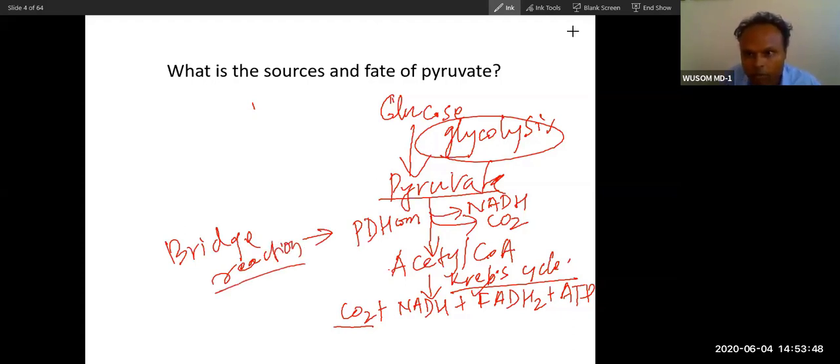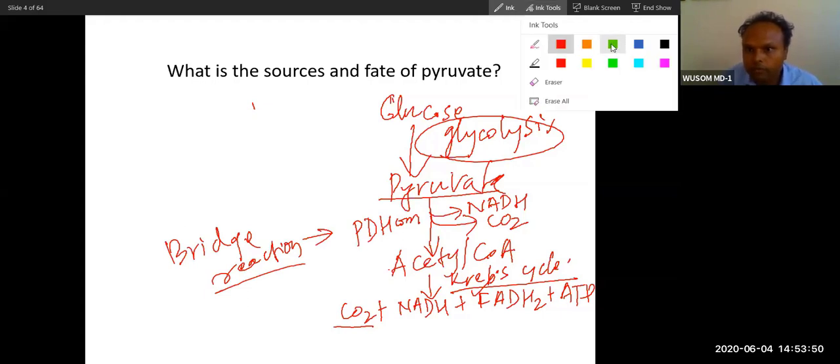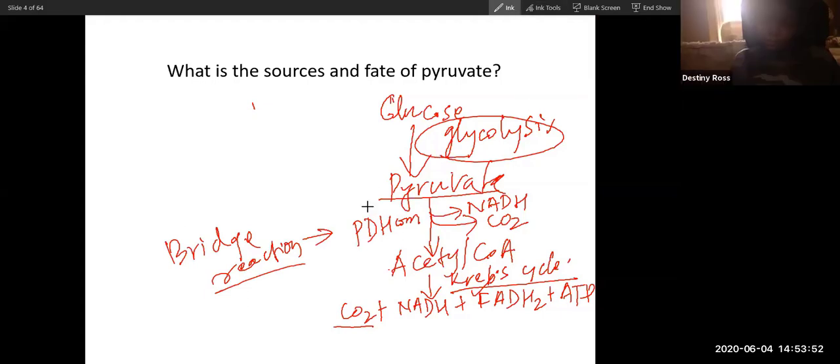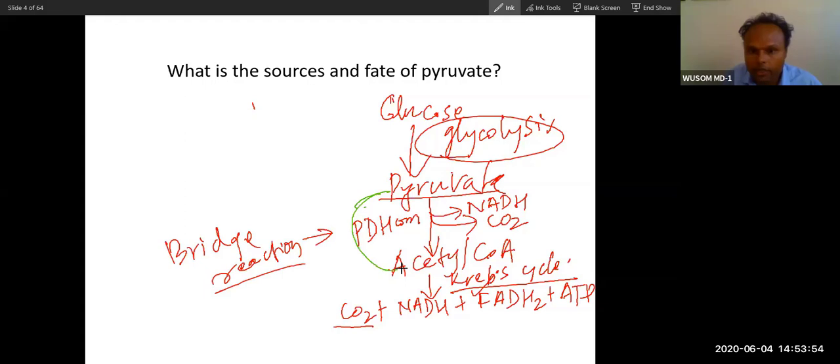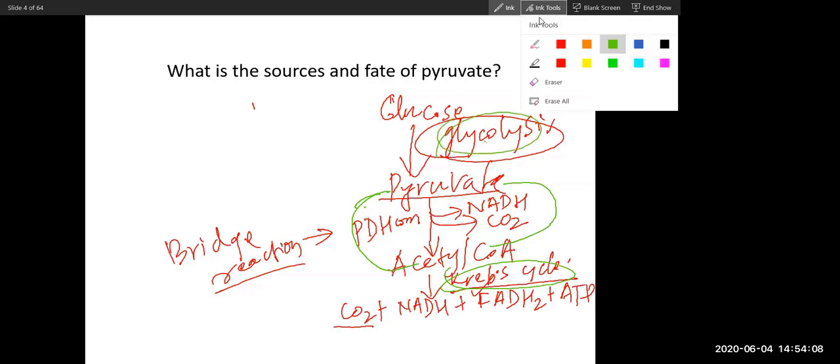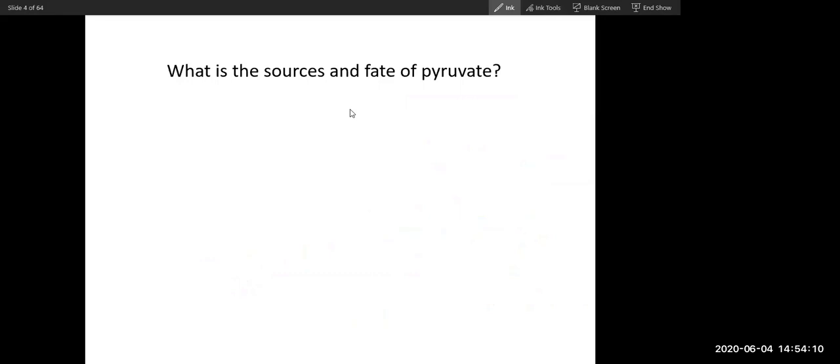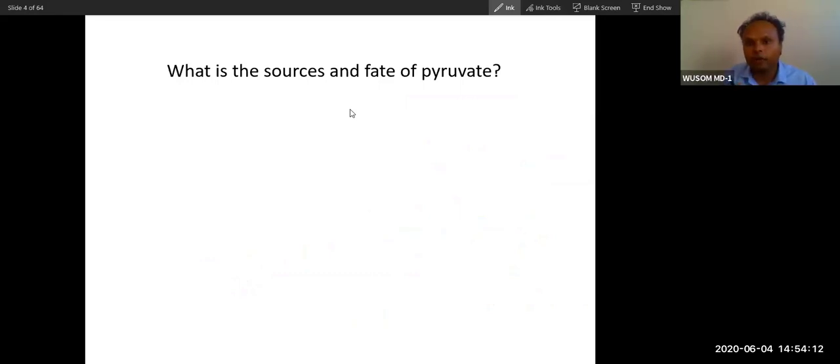Did you understand now? This is a bridge reaction that bridges glycolysis with Krebs cycle. Did you all understand this? Yes, sir. Okay.